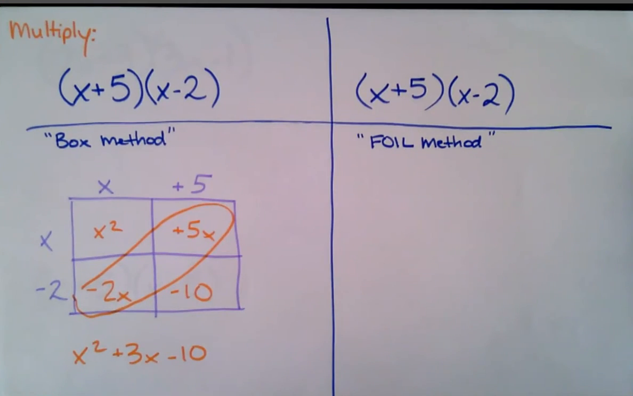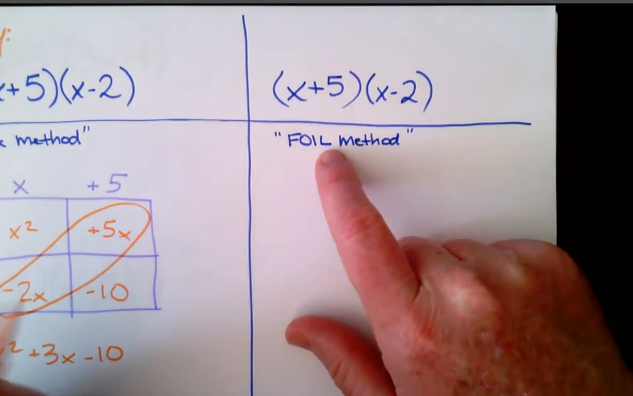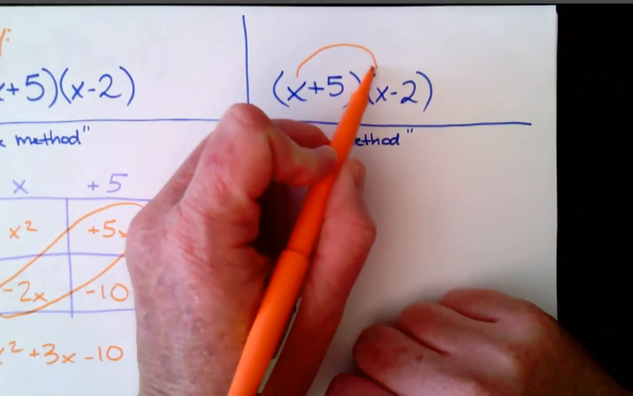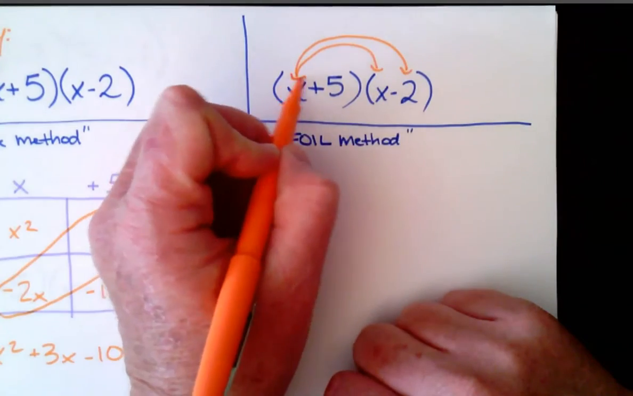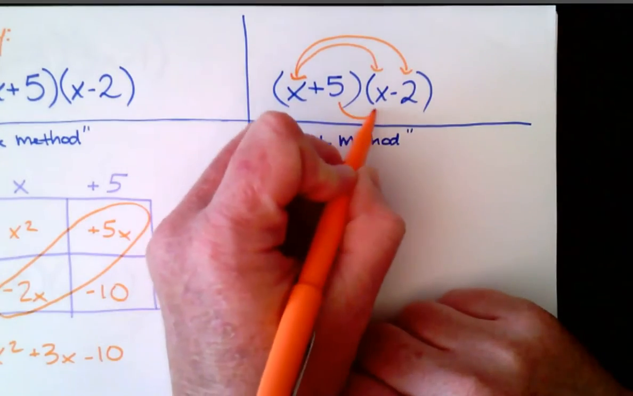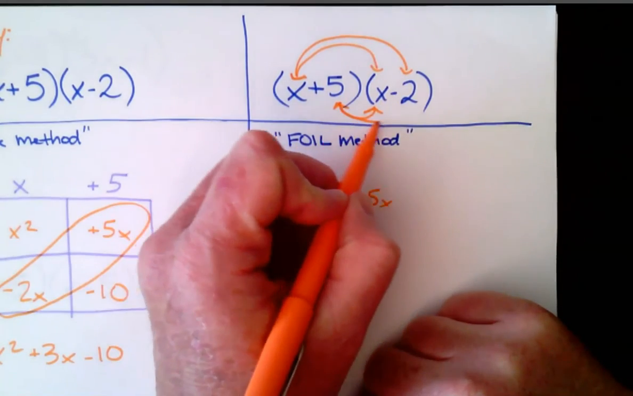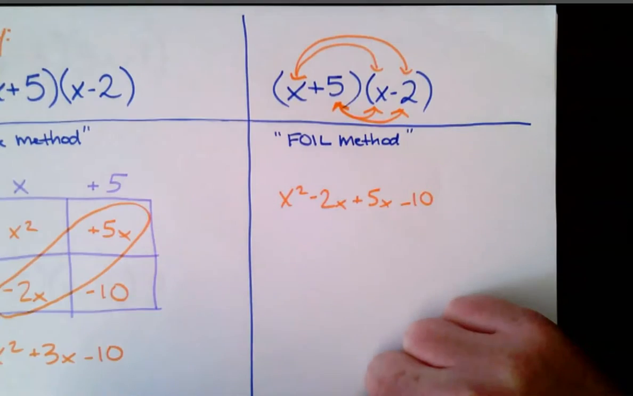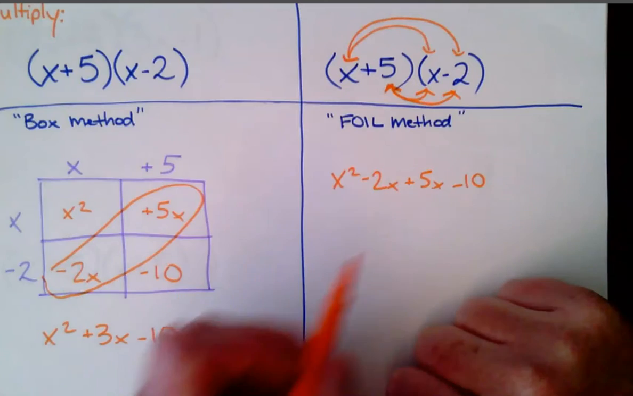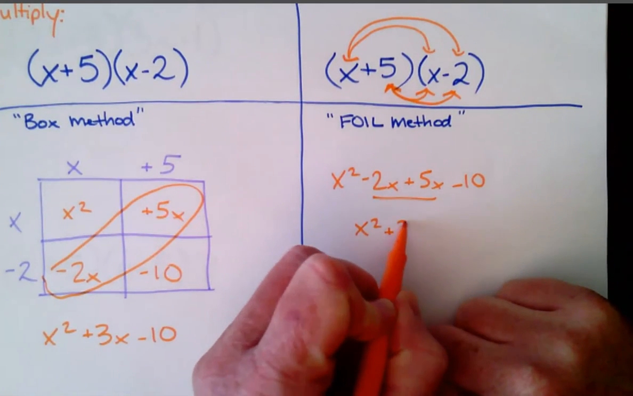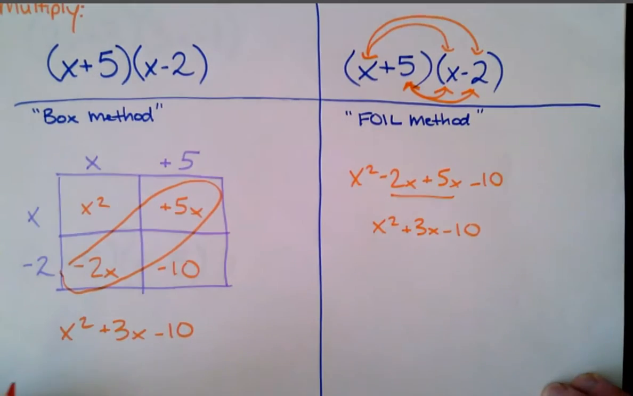Okay, then we looked at another method called the FOIL method. FOIL stands for first, outer, inner, last. So we multiply the first terms to one another, x squared. The outers, x times -2, is -2x. The inners, 5 times x. And then the lasts, 5 times -2. And what you'll notice is you end up with the exact same terms, right? When these terms match these terms. Combine like terms, and you end up with the same answer, okay? You can use either method.